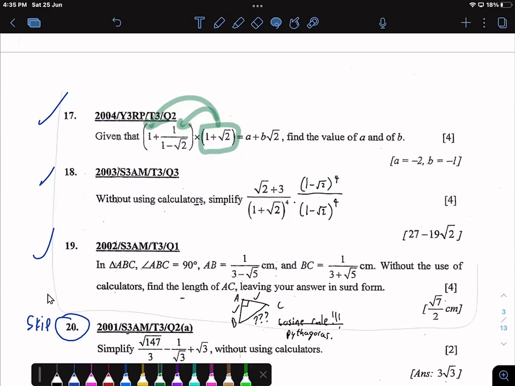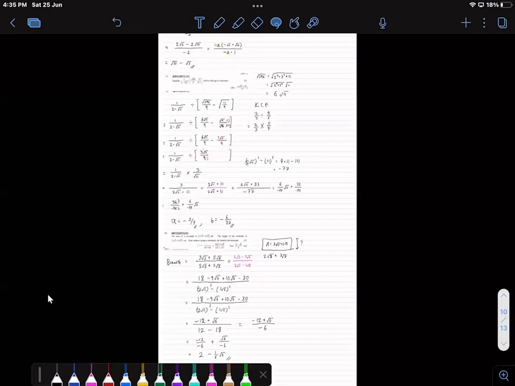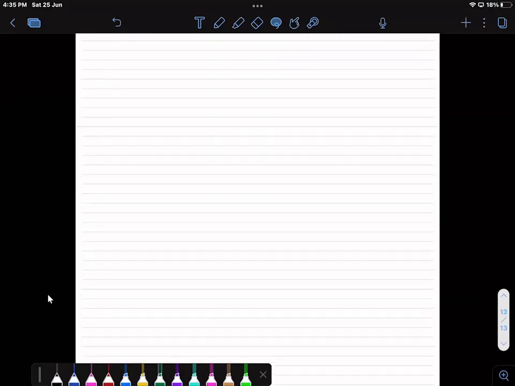Let me copy the question first. Is my shared screen still there? Okay, good.